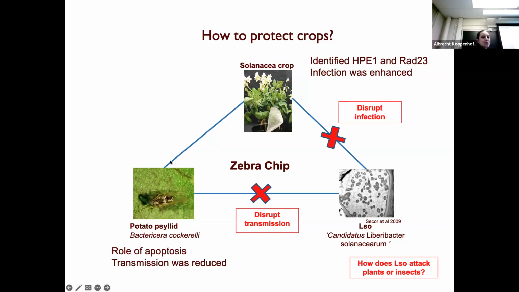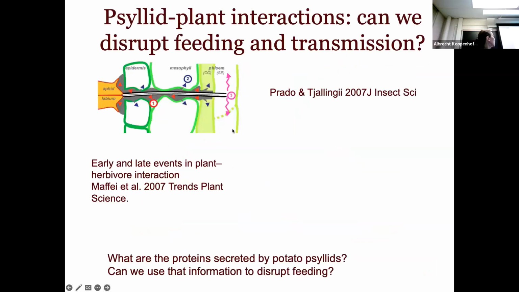And so I want to present the third part of my triptych, that is the interaction between the insect and the plant. Can we disrupt this? Can we disrupt feeding? And so psyllids are phloem-feeding insects. Everybody knows how phloem-feeding insects feed? Everybody knows this diagram? Perfect. So the way phloem feeders feed is they use their stylet and they go intercellularly until they reach the sieve element, and at that moment they are going to take up the phloem.